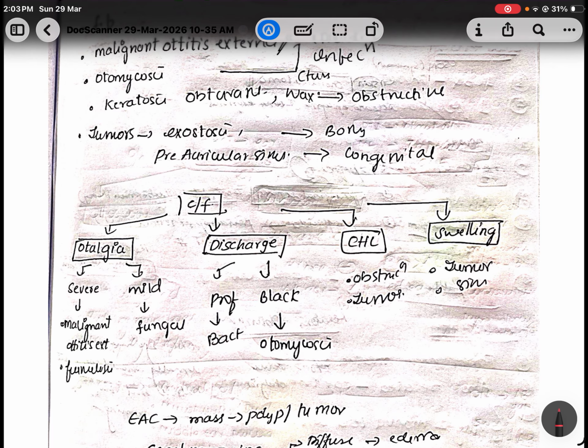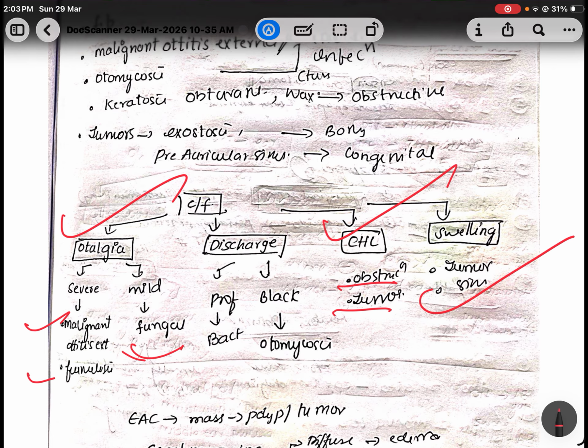the external ear. Okay, so basically, till the middle ear you will have conductive hearing loss. Again, it might be due to obstruction or due to tumor, or it might be due to wax. Okay, then again, if there is a mass, obviously we will have a swelling. Now what is extra in that? Correct. Then obviously it has pain sensitive receptors, not like in the ear. Obviously we will have otalgia. If it's mild, then it's fungal. Again, if it's severe, obviously it might be due to malignant otitis externa or furunculosis.